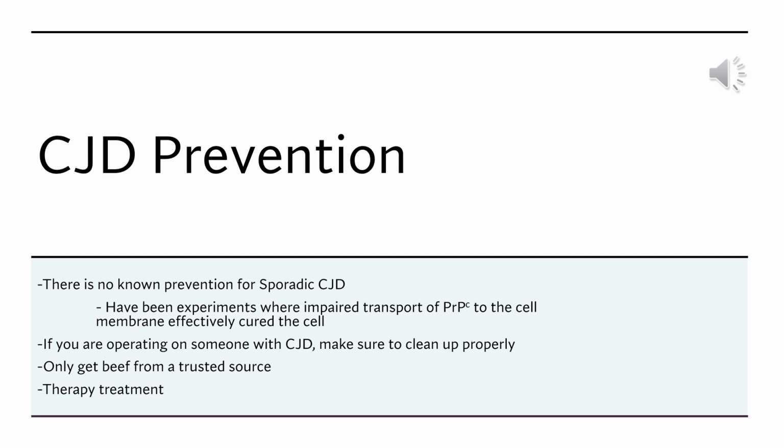If you are operating on someone with CJD, make sure to clean up properly and make sure to properly use medical equipment and to not cross-contaminate between two people. Only get beef from a trusted source, and if there happens to be a mad cow disease outbreak in the area where you normally get your beef, it's probably a good idea to stop buying beef from there for a long time. And as for treatment for CJD, it is an incurable disease, so the only treatment you can really get is therapy treatment for your mental stability.